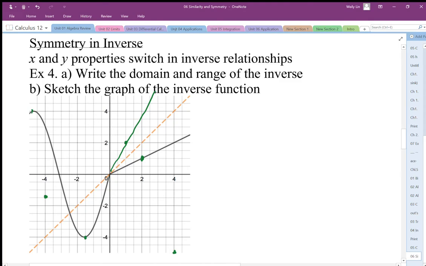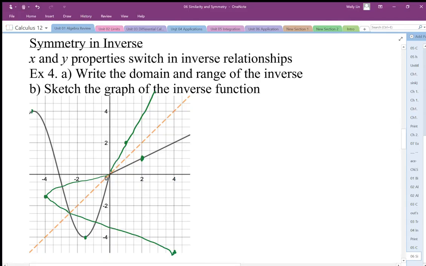Okay, so I can sketch this graph. I can go through kind of like this, through that point, and then have my other vertex here. So that green graph represents the symmetrical graph of the black graph, or in other words, the inverse function. And the domain of the inverse is going to be the range of the original function, and the range of the original function is going to be the domain of the inverse.